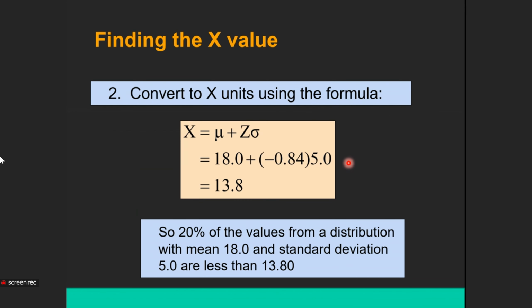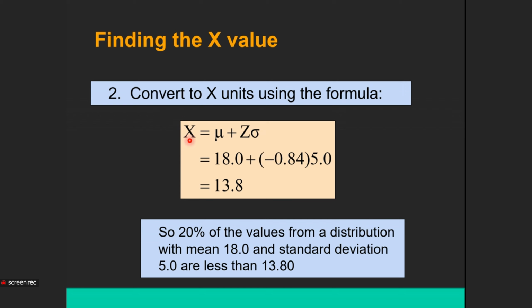Now the next step is to convert to the x unit using the formula given. Our x unit will be equal to our mean plus our z-value times our standard deviation. The mean has been given to us as 18.0, plus our z-value we obtain is minus 0.84, and then our standard deviation is given as 5.0. So when we solve this particular calculation, we arrive at 13.8, and that is our random variable x value.